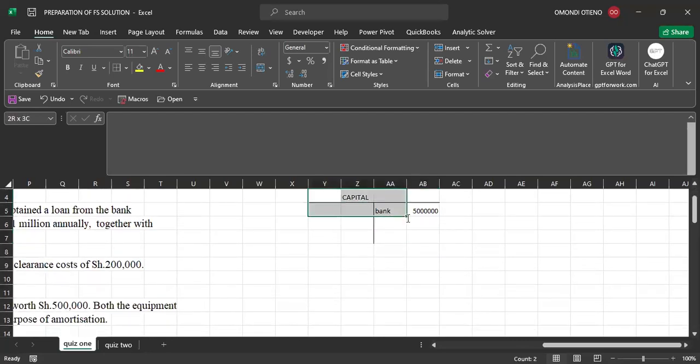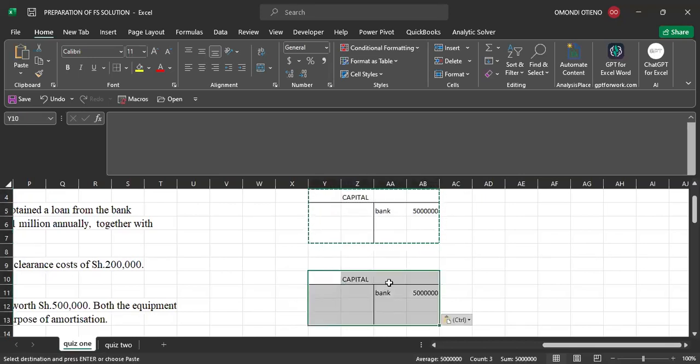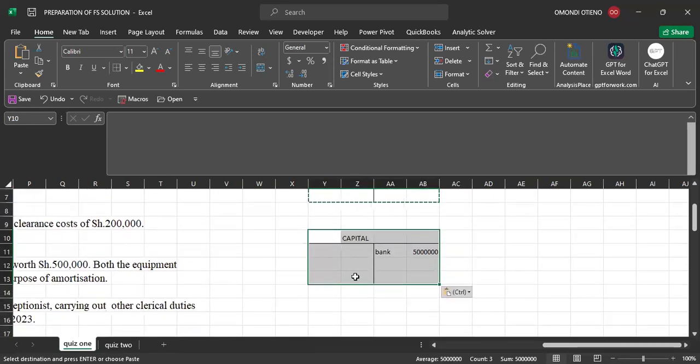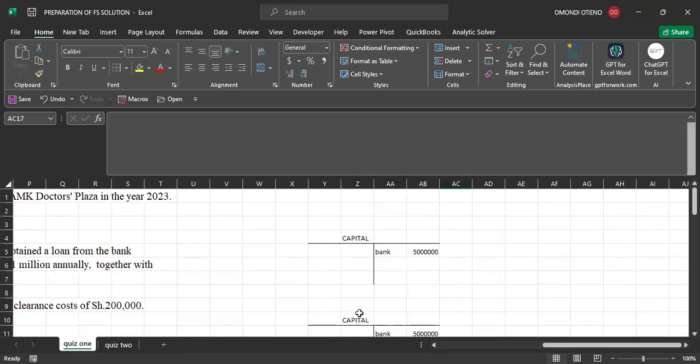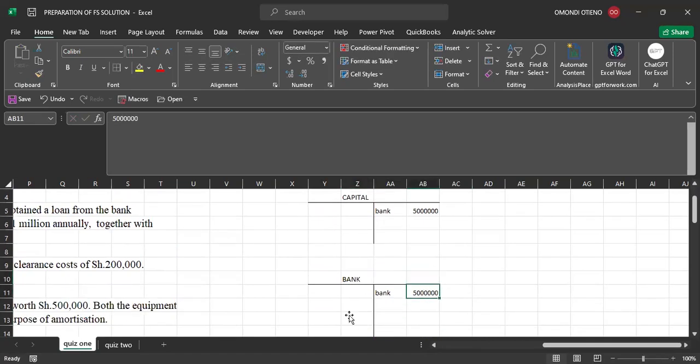Then we now go to the bank account of this business. So this is bank. When you credit capital, you debit bank. So money is coming to the bank account, of course, now being taken to capital, 5 million. The next thing within that additional information, number one, they are talking about a bank loan, right?